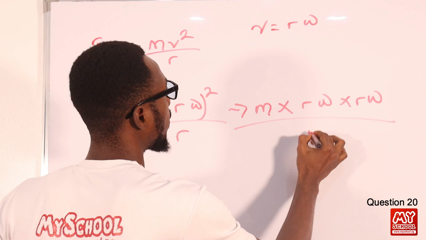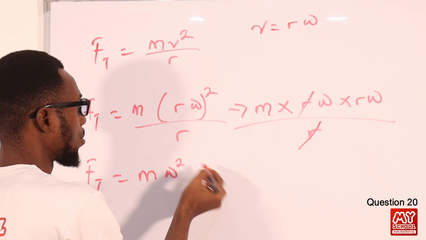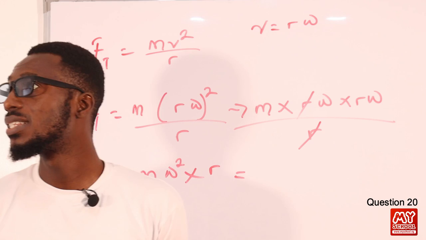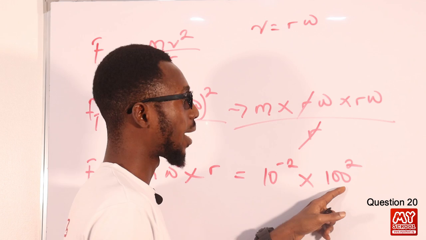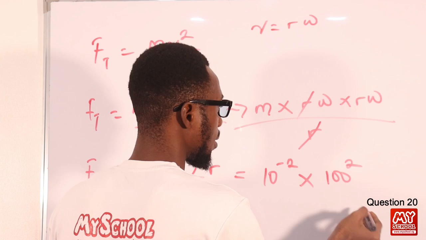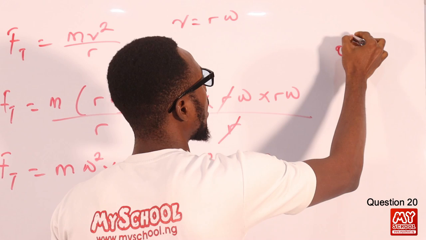So r cancels r, and I should have my centripetal force as m omega squared times r. So what is the mass that we are given? 10 raised to the power minus 2, times the angular velocity, 100 raised to the power 2, that is 10,000, times the radius. We are given the radius 0.2, that is 2 over 10.